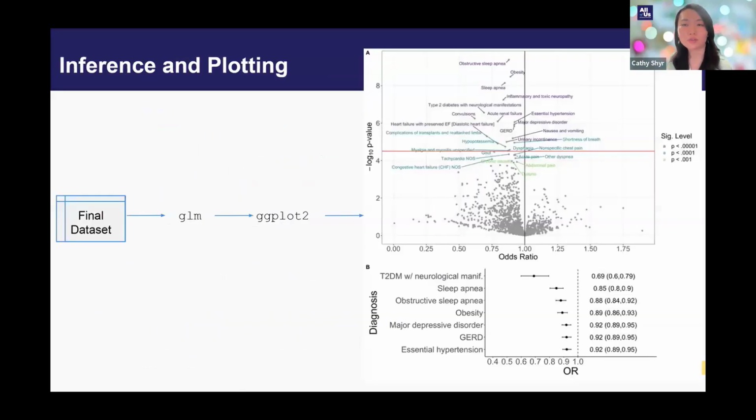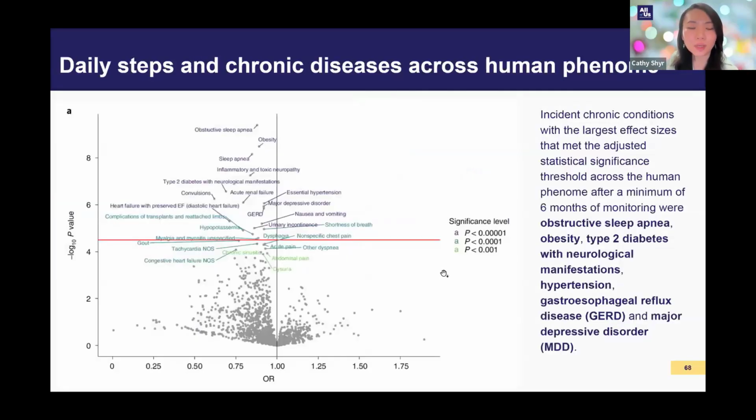So here is figure 1 from the paper. We're going to take a closer look at it in just a little bit. Basically, what this plot shows us is that on the x-axis, we have the odds ratio. On the y-axis, we have essentially the log 10 p-value. So overall, this is really looking at the association between daily steps and the different chronic diseases across the entire phenome, so again, across the 1,711 phe codes.